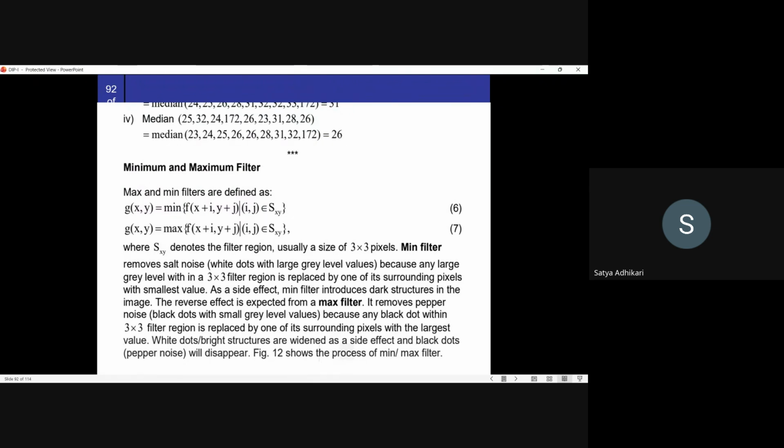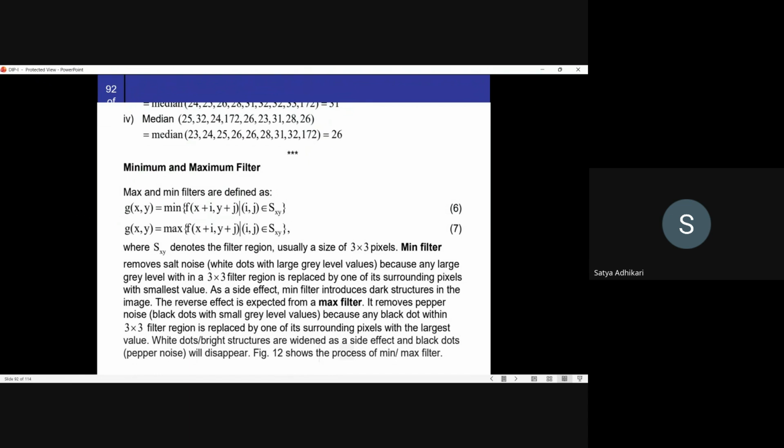So that is why, if there is any salt noise, that is, white dots, it should be removed. But as a side effect, the min filter introduces dark structure in the image, obviously, because pixels are replaced by the minimum value. You will get an image which is darker. So that is why it is a side effect. In other words, you can tell it is a demerit.